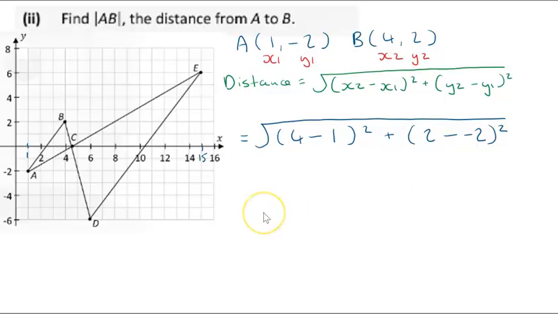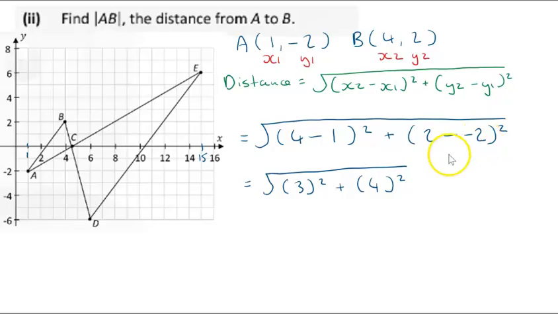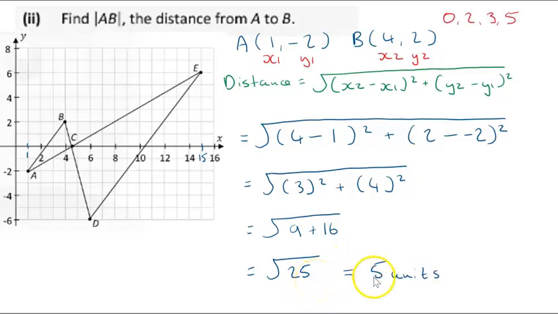So then we simplify. 4 minus 1 is 3, so that's 3 to be squared. And 2 minus minus 2 is 2 plus 2, which is 4, so that's 4 to be squared. 3 squared is 9, 4 squared is 16. 9 plus 16 is 25, and the square root of 25 is 5 units. So the distance from A to B is 5 units, and that's for 5 marks.